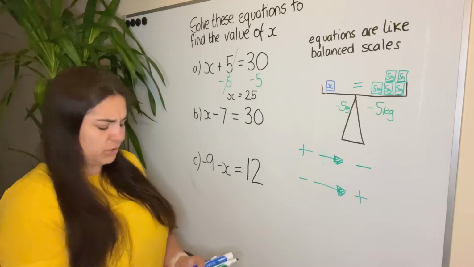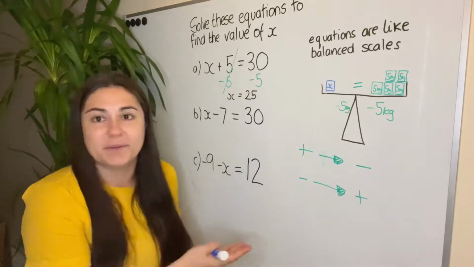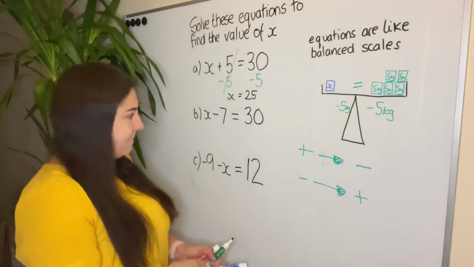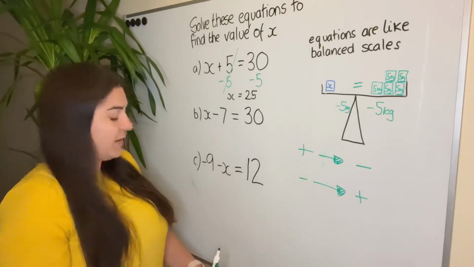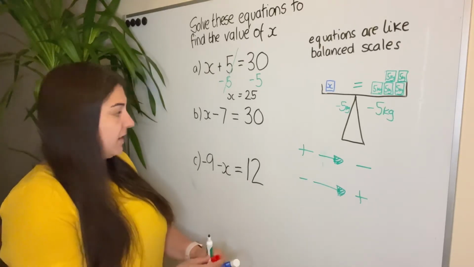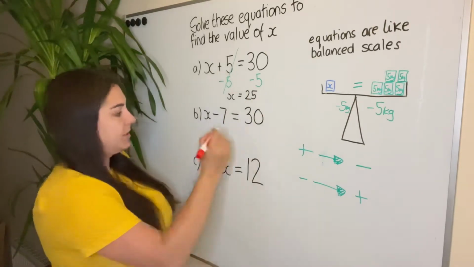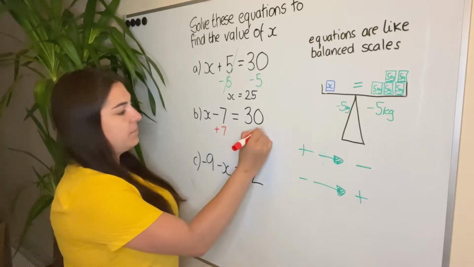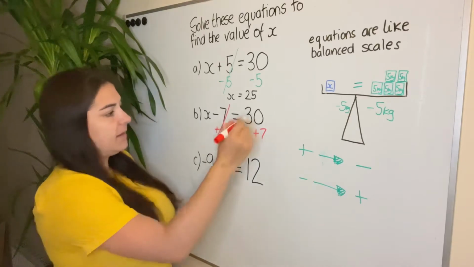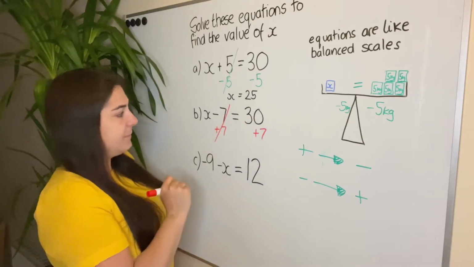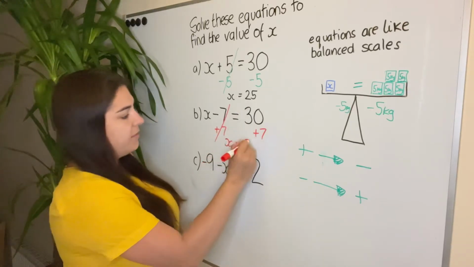It's a little bit more difficult to represent this on a scale because negative numbers are difficult to represent visually. But if I apply the same logic to move anything from one side of the equation to the other, I have to do the inverse. Now, the inverse of subtraction is addition. So I add 7 to both sides because minus 7 plus 7 takes me back to 0. It cancels out. And 30 plus 7 gives me 37. So I'd be left with x equals 37.